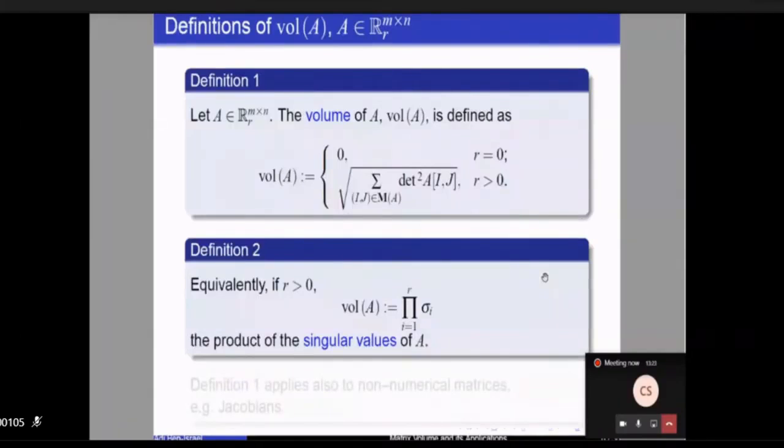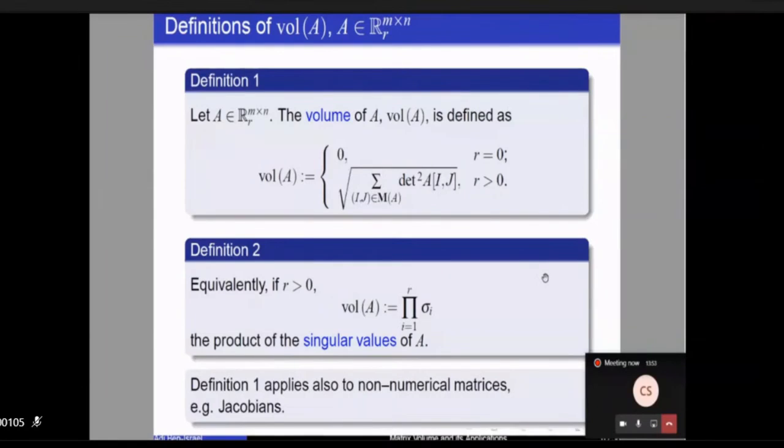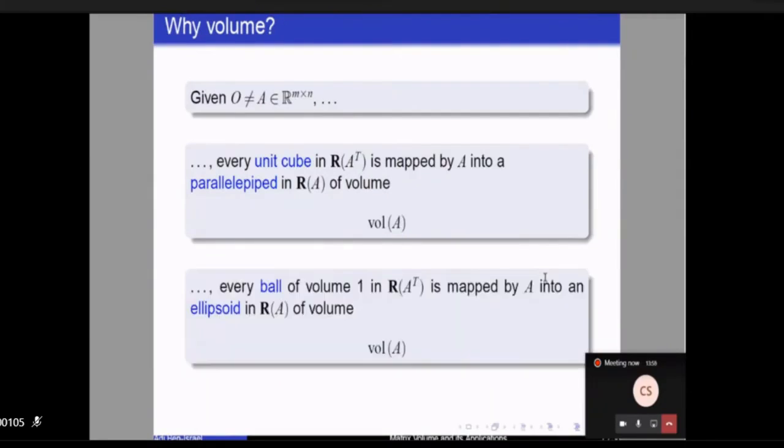The volume of an M by N matrix of rank R is defined as the square root of the sum of squares of the determinants of its maximal non-singular submatrices, and 0 if the matrix is 0. Equivalently, the volume of the matrix A is the product of its positive singular values. Definition 1 applies also to non-numerical matrices such as the Jacobian.